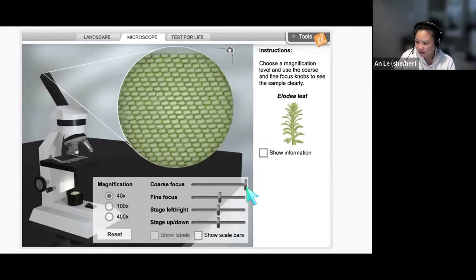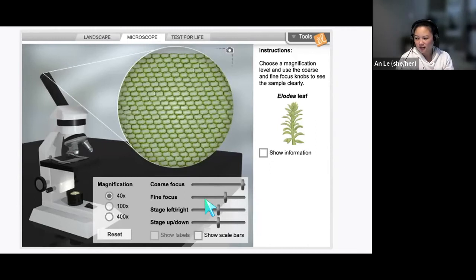Once it gets blurry again, oh, it's a little blurry. I'm going to go to the left a little bit, and then I can use the fine focus to make it a little bit clearer. So your goal by the end of the lab today is to be able to look at different samples and adjust the focus so that you can see things more clearly.